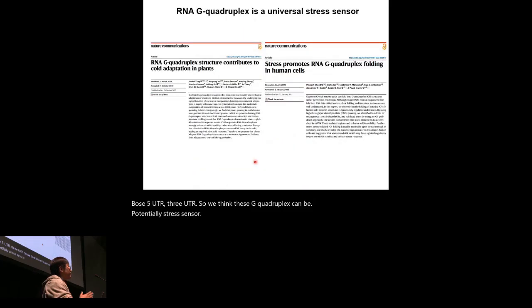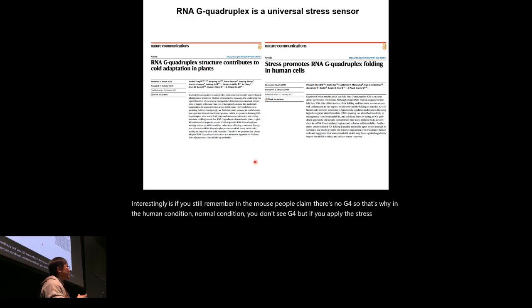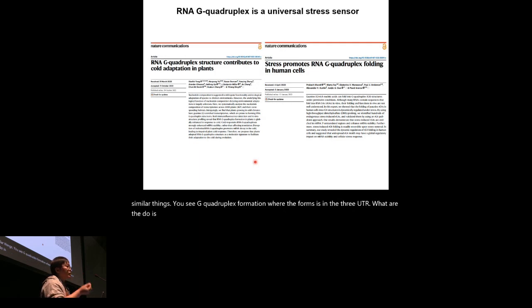Interestingly, if you still remember, in the mouse people claim there's no G4. So that's why in the normal human condition you don't see G4. But if you apply stress, you see similar things. You see G quadruplex formation, where it forms in the 3'-UTR. What it does is it tries to stabilize the RNA in response to stress.